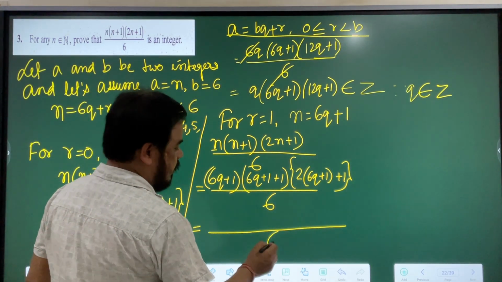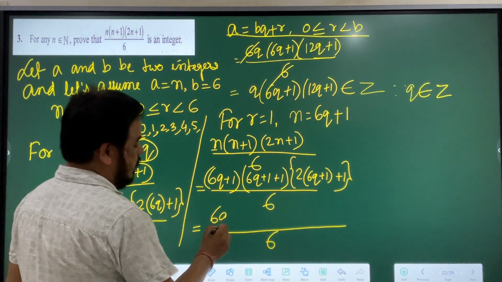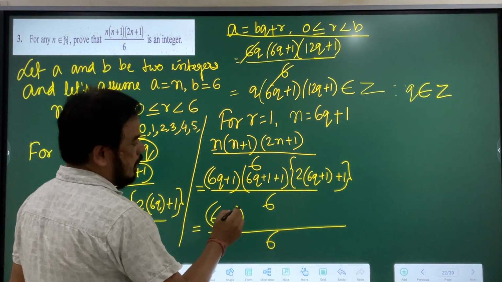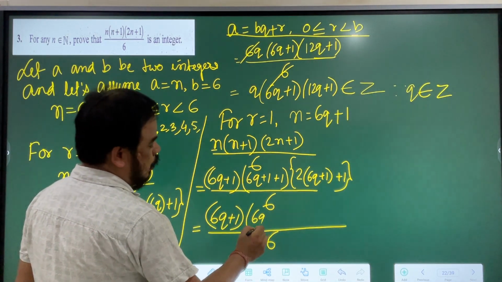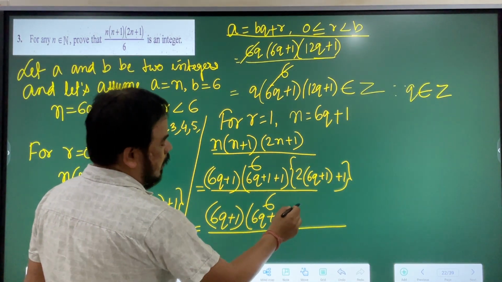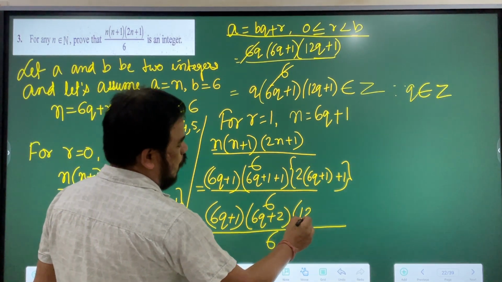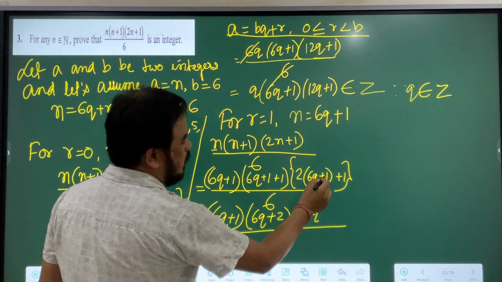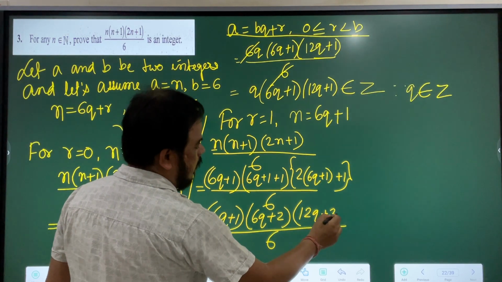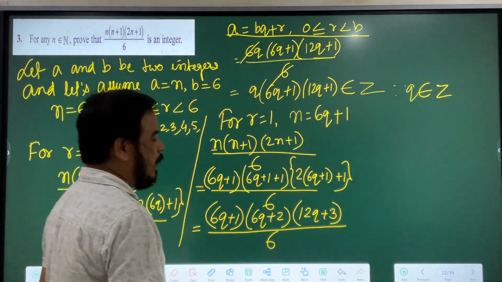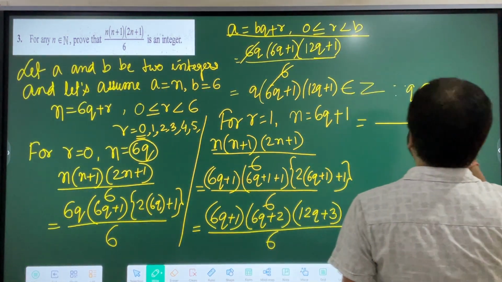Let us do the calculation. Let us see what we get. 6q plus 1. Here 6q plus 2. Here 12q plus 3. Let us write correctly. No need to do so big a calculation. So equal sign here.